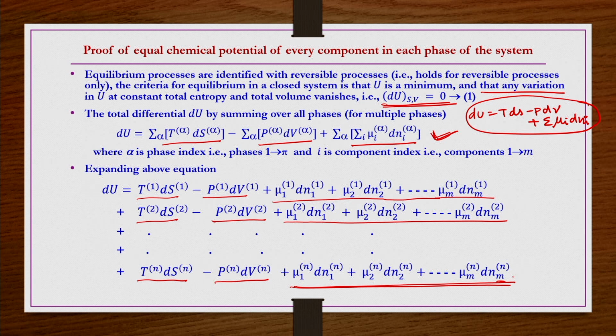So, m stands for the number of components, n stands for the number of phases that are present, the nth phase. Okay. The superscript n indicates the phase, and the subscript 1 to m indicates the components. So, this is the dU of the closed system that we have taken.